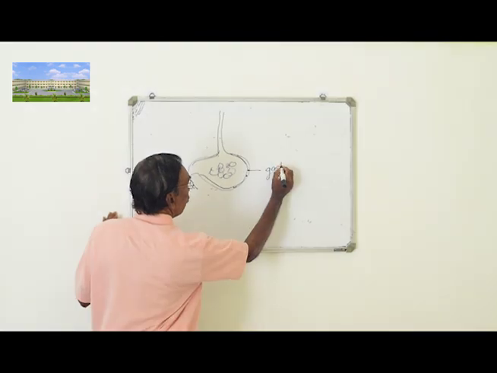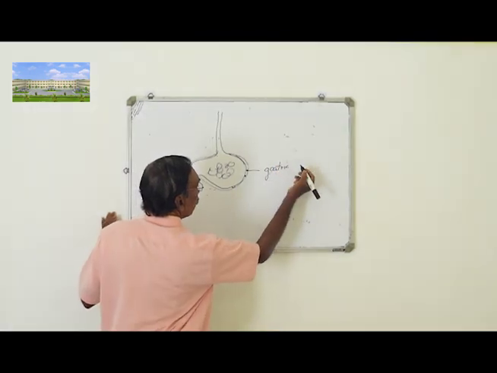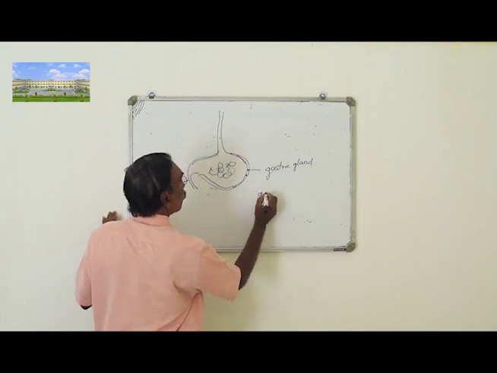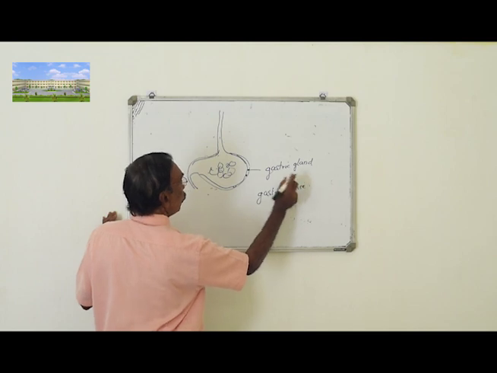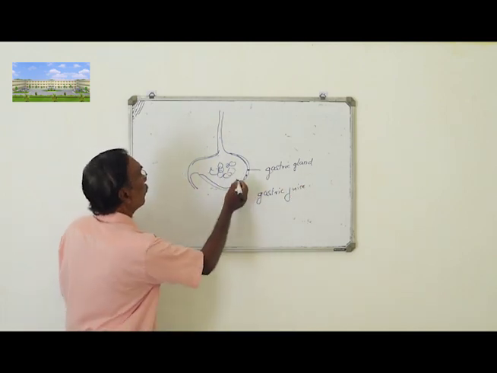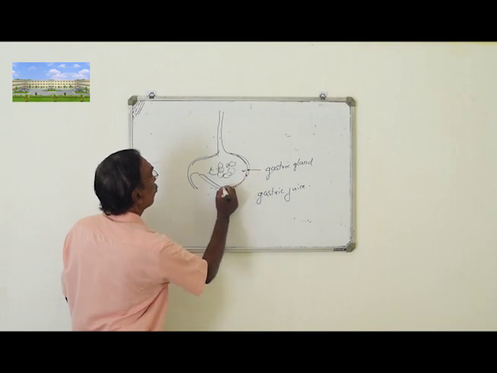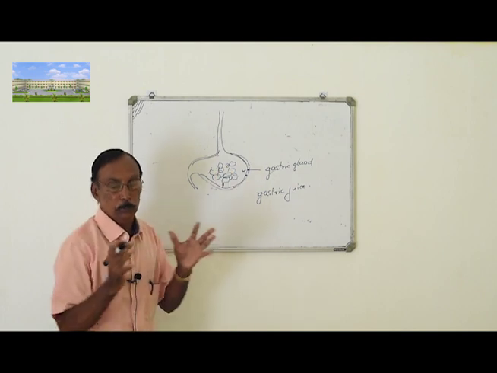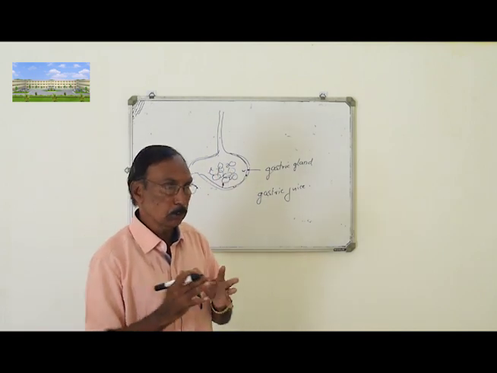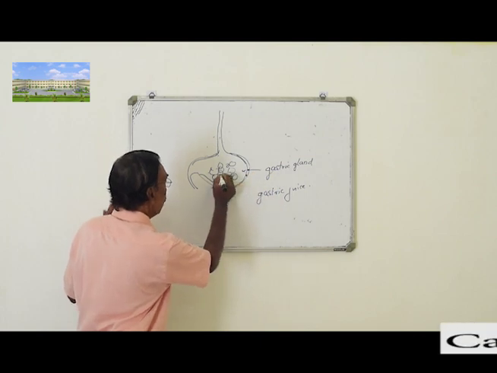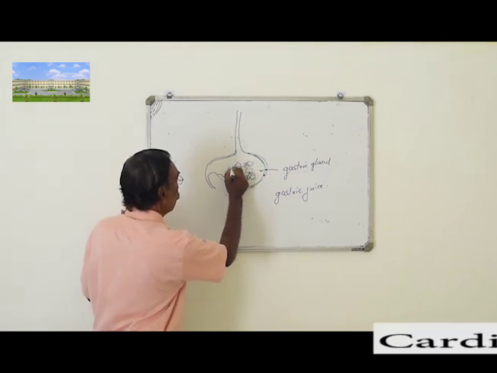The gastric glands produce a juice, a secretion. The secretion is called gastric juice. Gastric juice means the secretion produced by the stomach, and this will be released into the food. The stomach also will make a movement, peristalsis movement, and it will mix this gastric juice. It will be thoroughly mixed with the food in the stomach.